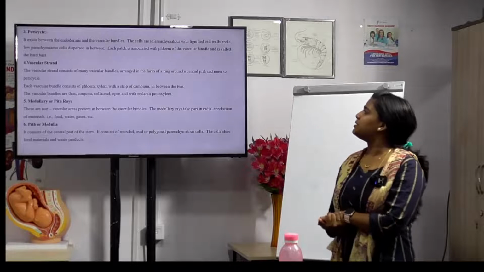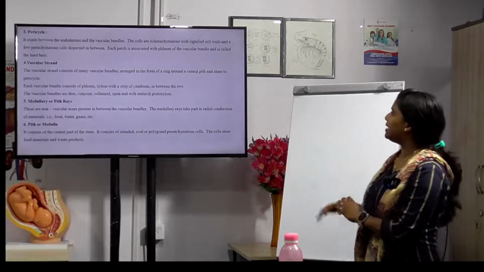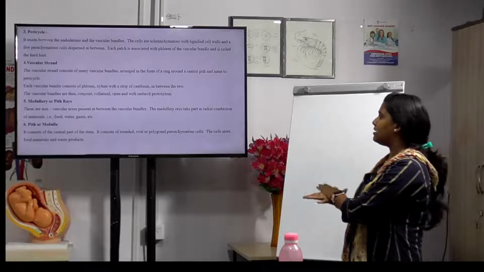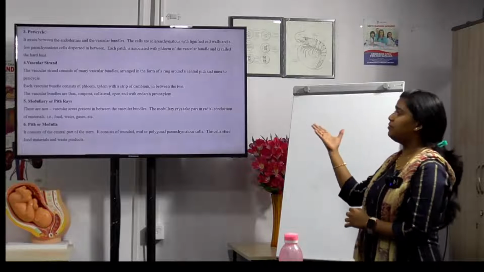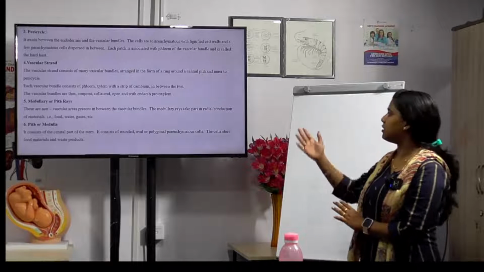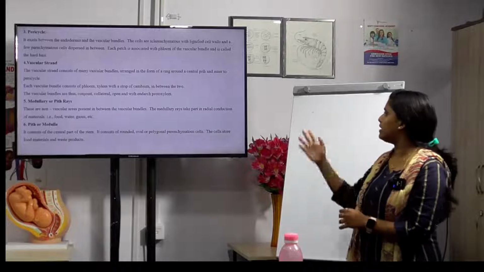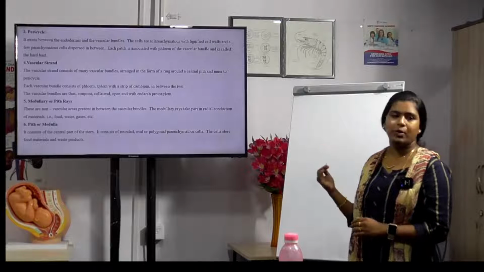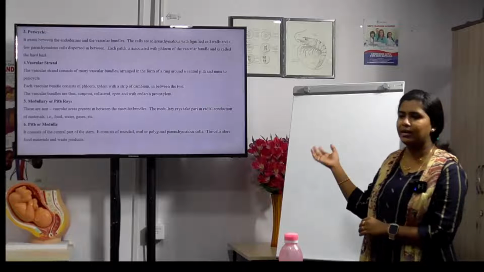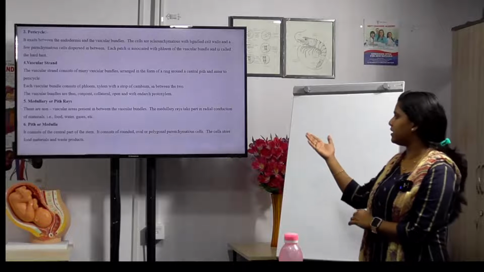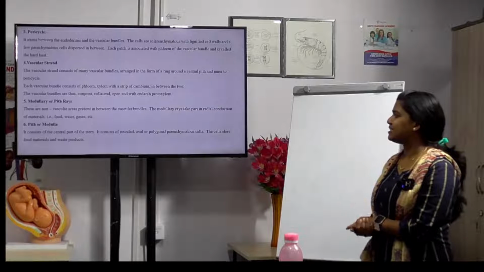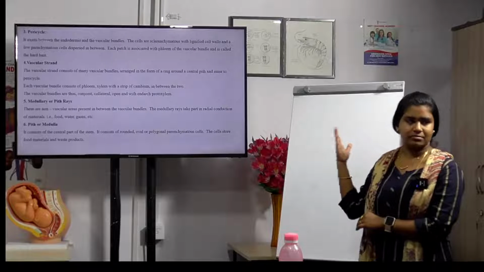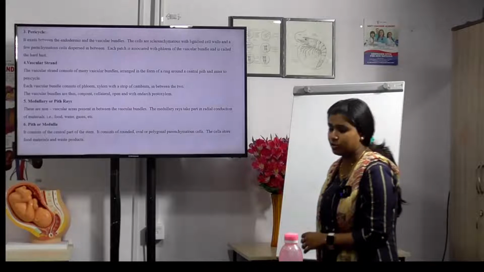Okay, it exists between the endodermis and the vascular bundles, and the cells are sclerenchymatous with lignified cell walls. They have many vascular bundles arranged in the form of a ring around a central pith and an inner pericycle. Medullary rays are non-vascular areas present in between the vascular bundles, and they take part in radial conduction of materials like water, food and gases. Pith is the central part of the stem, absent here.